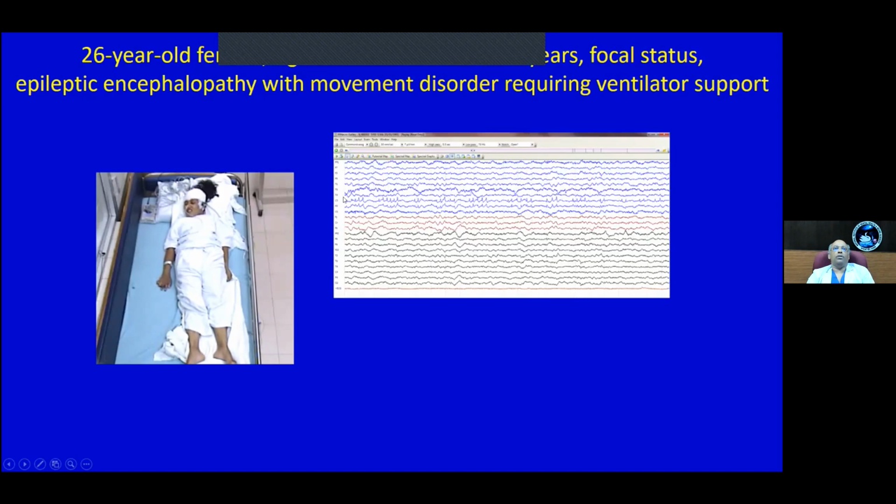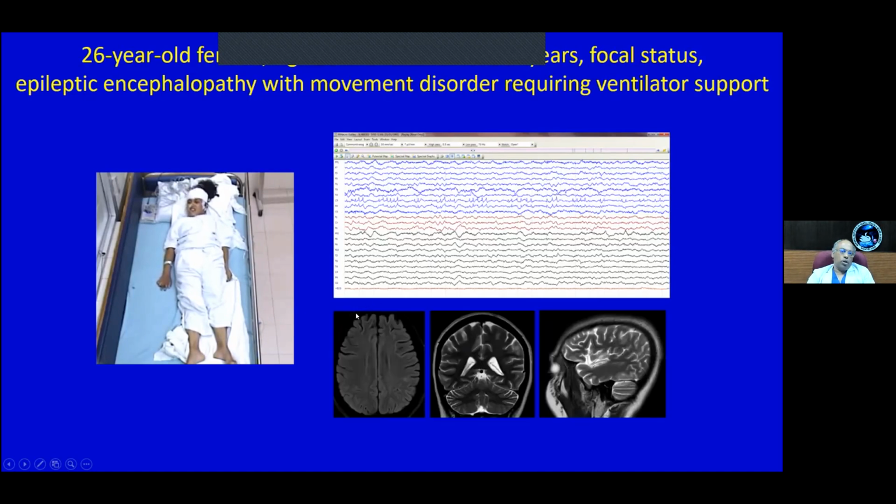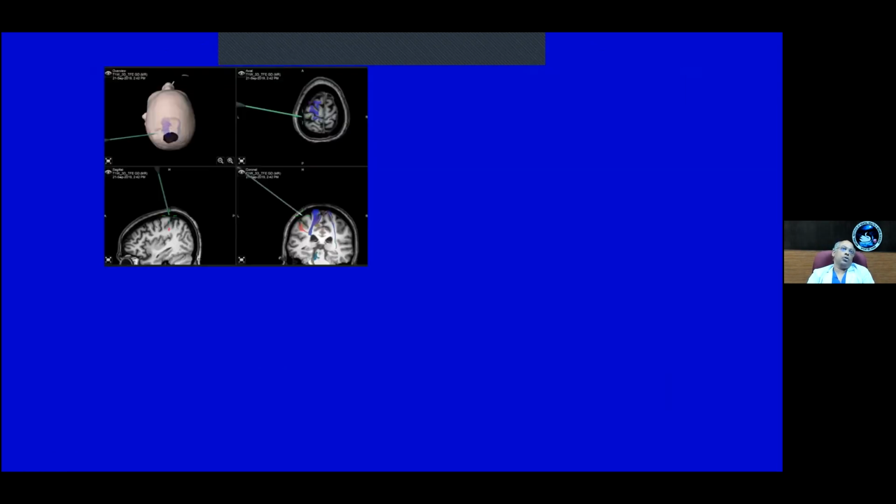She had persistent infiltration in the C3 area, and the only abnormality we found is a small hyperintense signal in this area, which is a post-central cortex. And she was taken up for surgery.